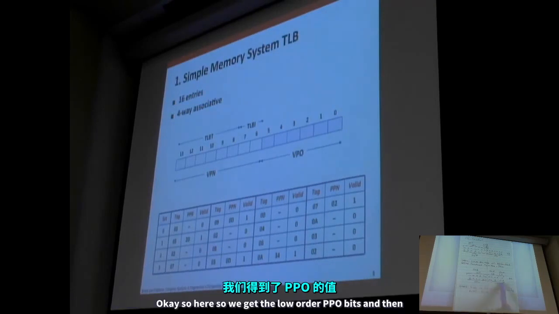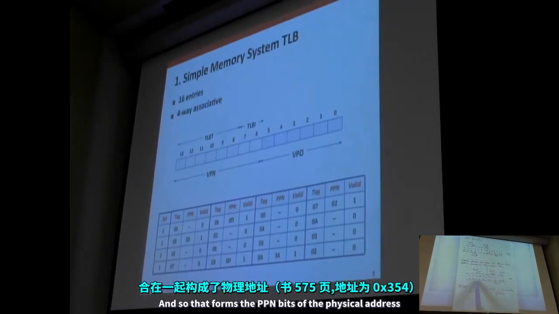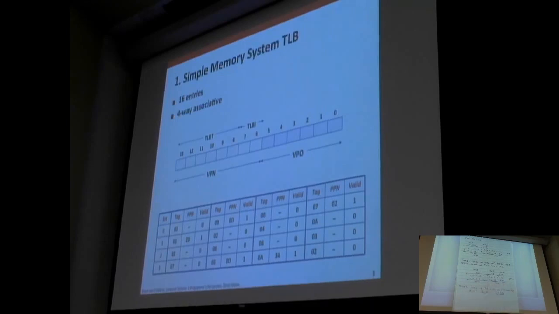So we get the low order PPO bits, and then the physical page number, which comes from the PTE that's cached in the TLB, is 0xD, and so that forms the PPN bits of the physical address. So these now constitute our physical address.